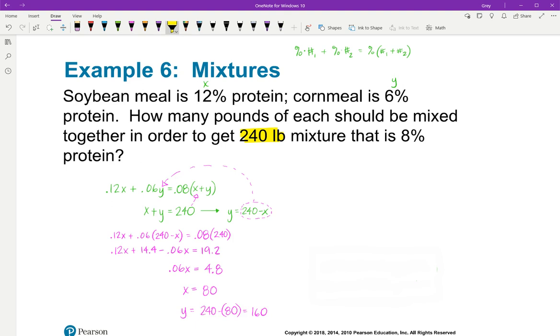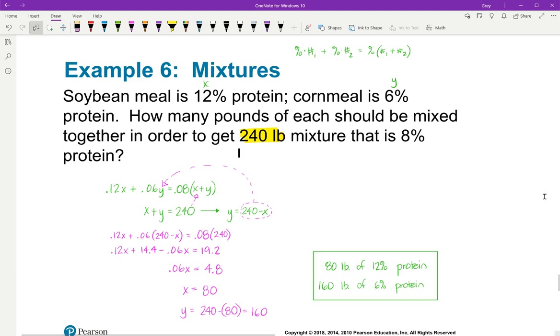Okay, so how much of each? That means that I'm going to have 80 pounds of X, which is my soybean meal, which is 12% protein, and then 160 pounds of 6% protein.